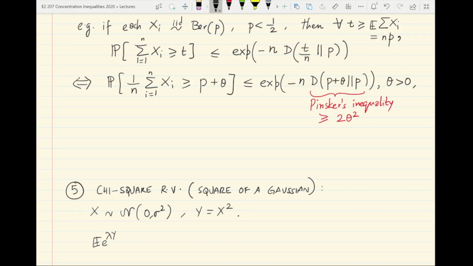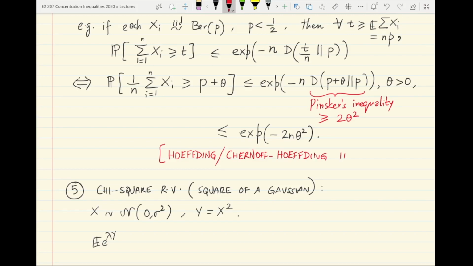So finally, you have that the probability of the sample mean exceeding the true mean by an amount theta is at most e raised to minus 2n theta square. Okay, so we'll see this later, but this is also what is called Hoeffding's inequality, or Chernoff-Hoeffding inequality, for Bernoulli random variables. Okay, so more later.